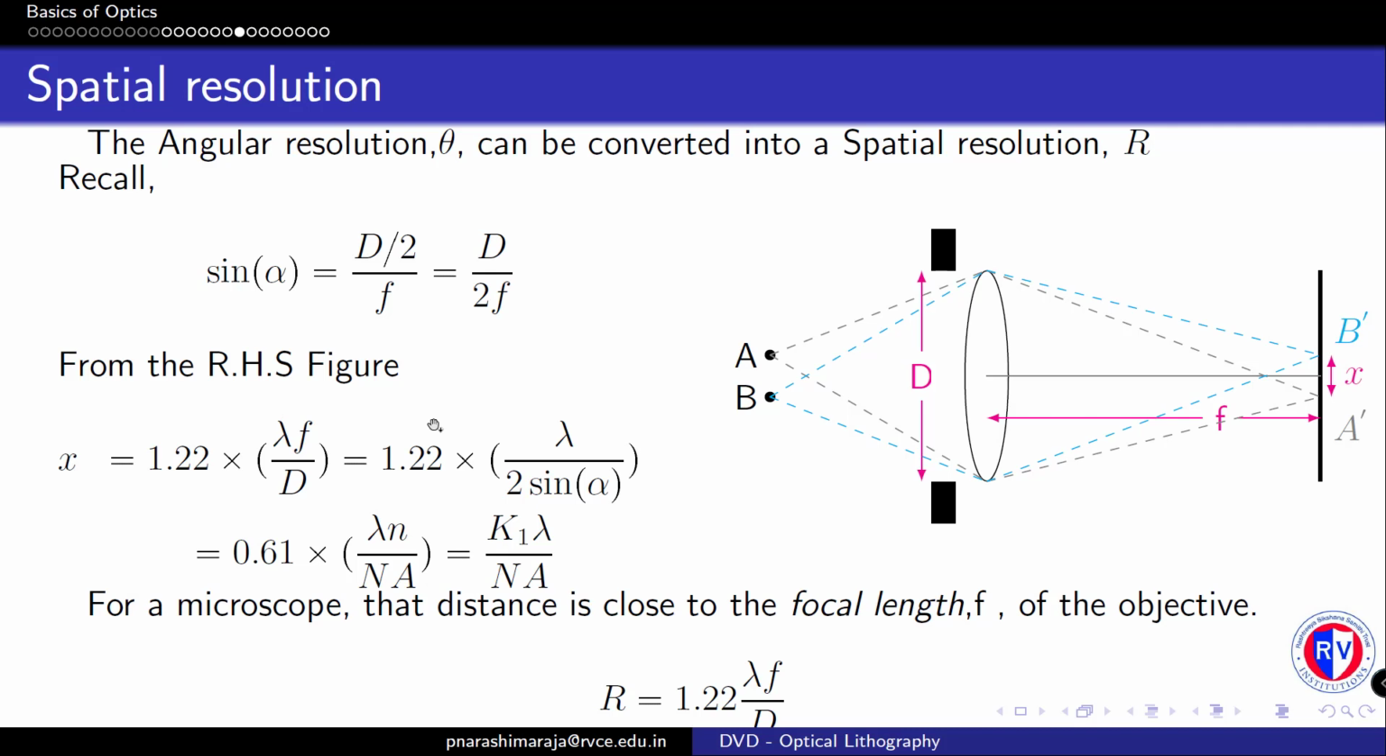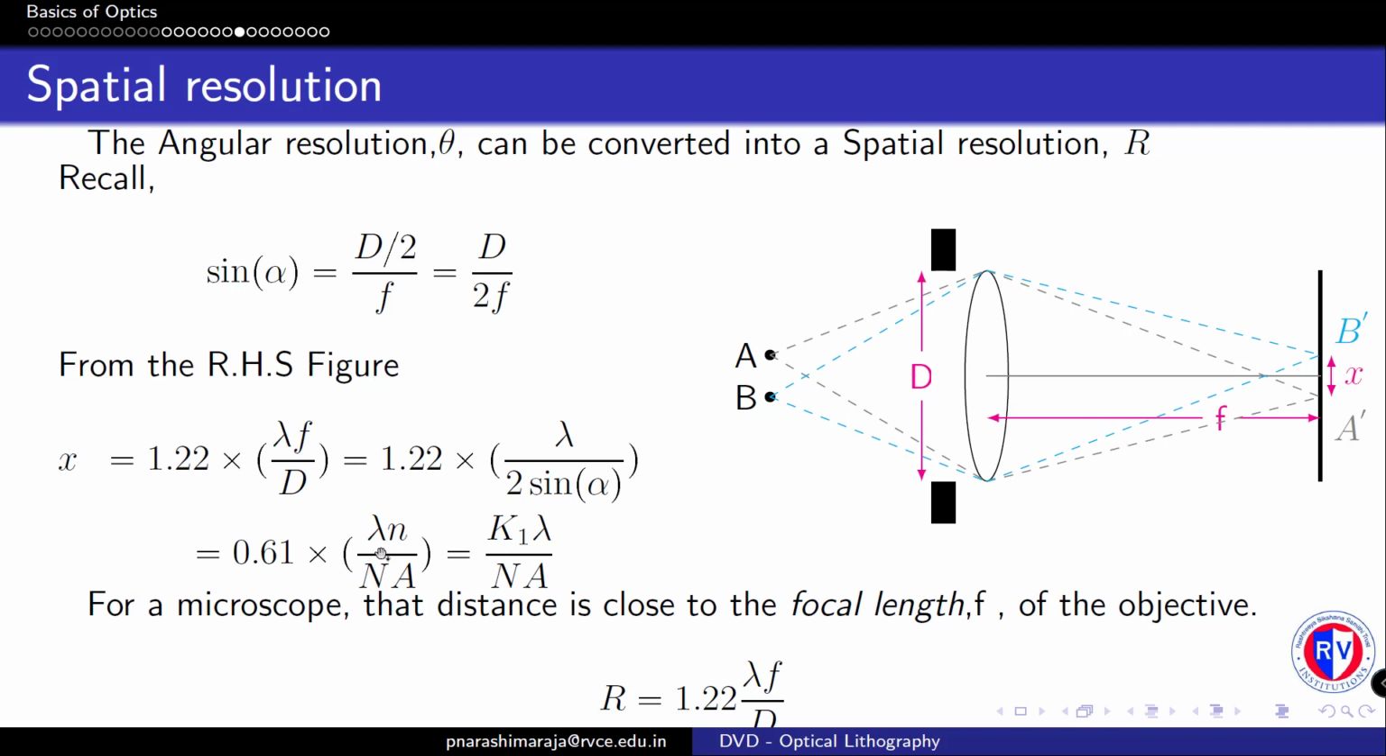Again, we can rewrite this spatial resolution in terms of numerical aperture based on the formula shown here. It's a very straightforward substitution, and one ends up with 0.61 times the wavelength of the light source multiplied by the refractive index of the medium divided by the numerical aperture.